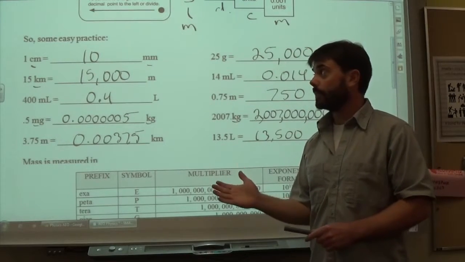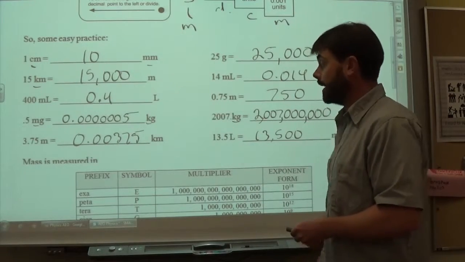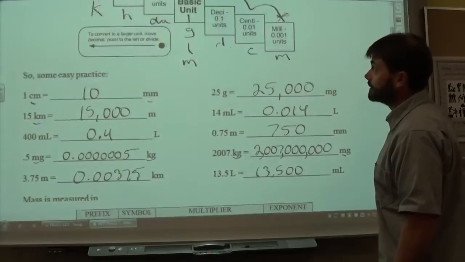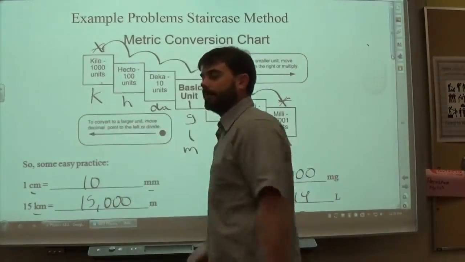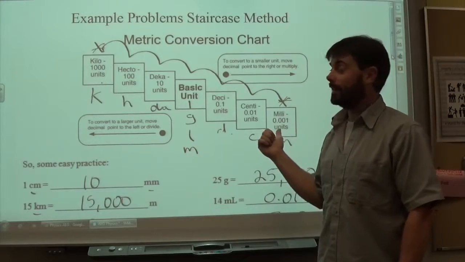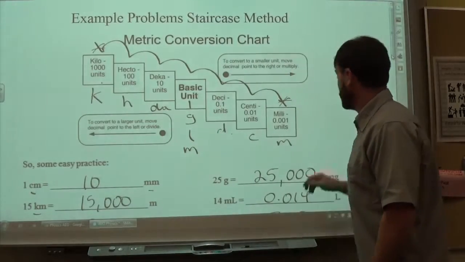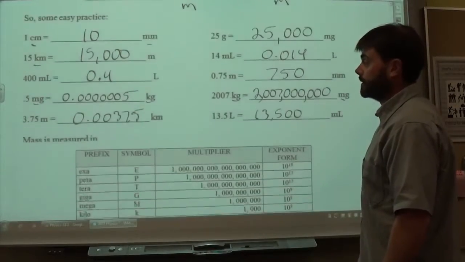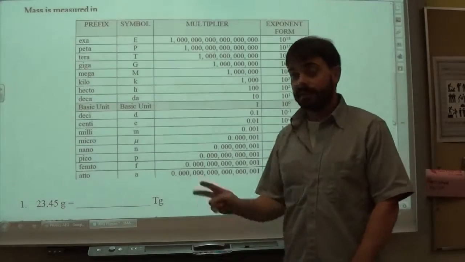And again, this would work all the way up to larger prefixes or larger values. However, it gets to be a bit cumbersome because the staircase would get really big if we went all the way down to say nano, like 10 to the negative 9th, or all the way up to like tera or exa or something like that where the numbers get extremely large. So I'm going to show you a second method.